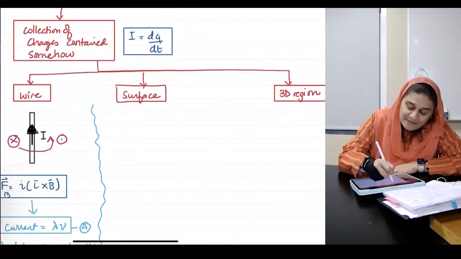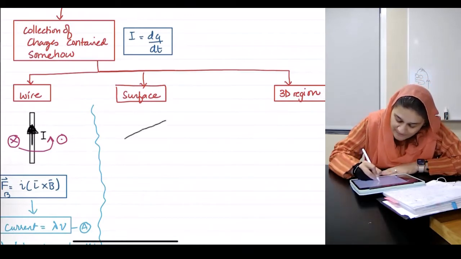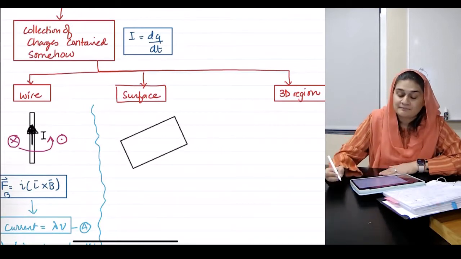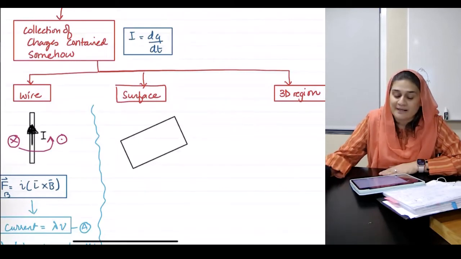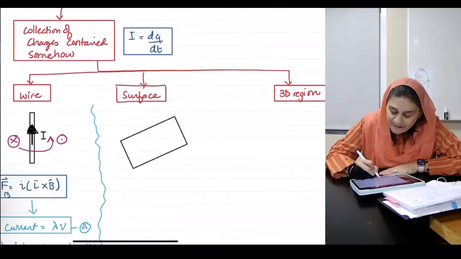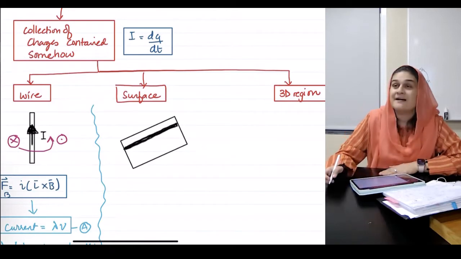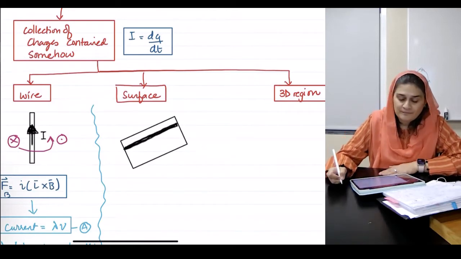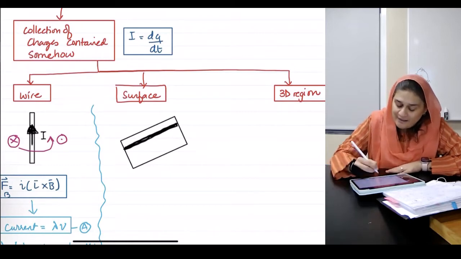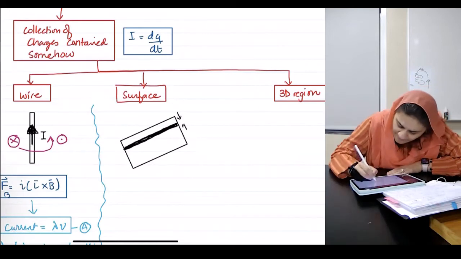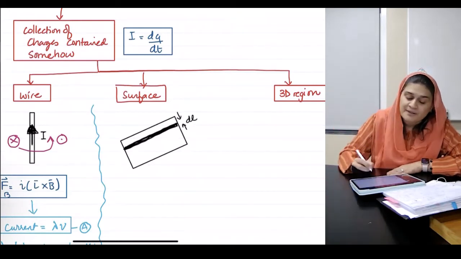So suppose I have a surface. Like that. I mean, it doesn't have to be a square. It could be any surface. May I define a small segment in that surface? Will that DL, that tiny DL, the width, carry a current through it?